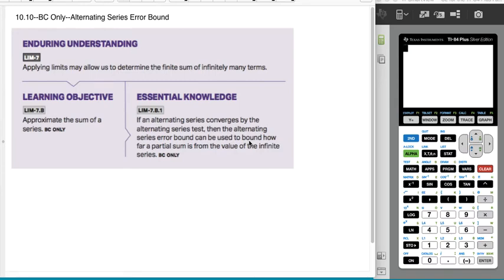All right, this is AP BC Calculus. We're doing a BC only unit. This is Unit 10, Section 10, Alternating Series Error Bound.